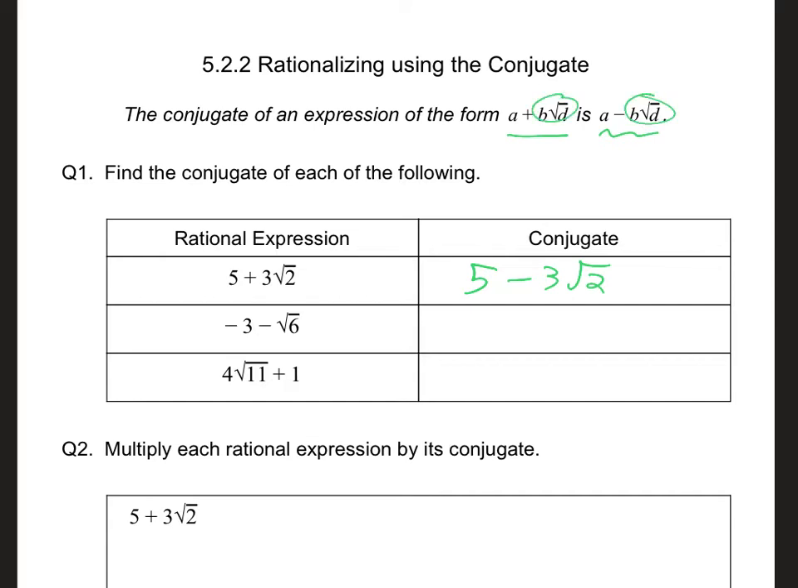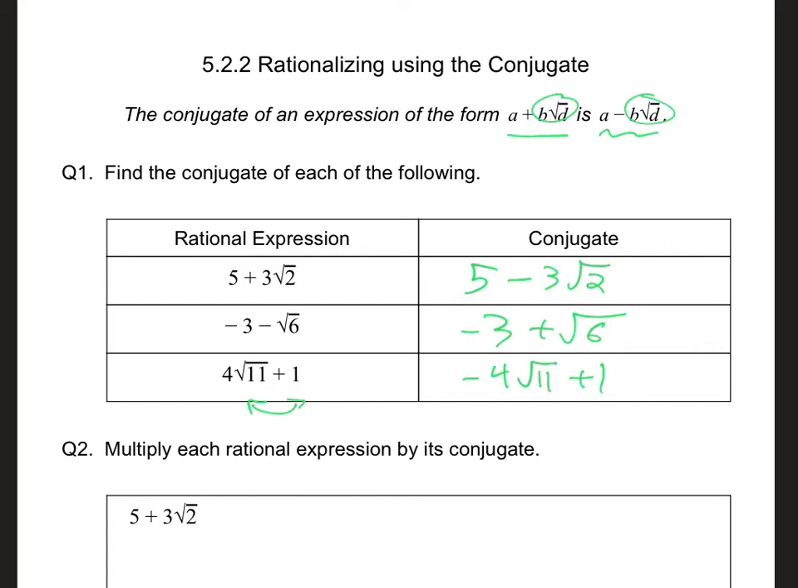Negative 3 minus root 6. Well, its conjugate would be negative 3 plus root 6. 4 root 11 plus 1. Well, note that this is the same form as the previous ones, just kind of switched around. So this would be negative 4 root 11 plus 1, or if you prefer, 1 minus 4 root 11.